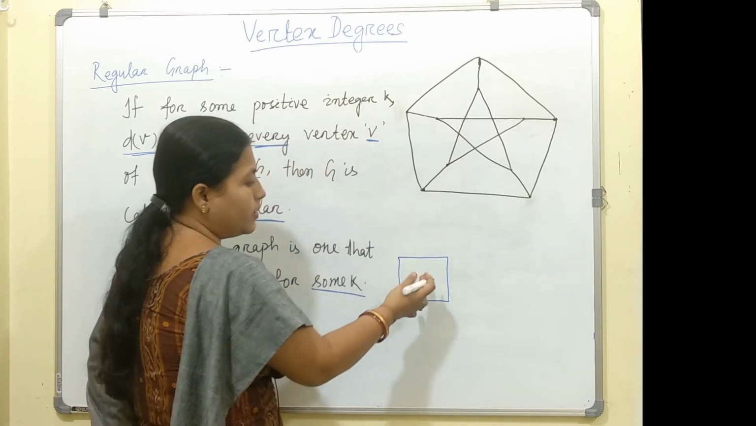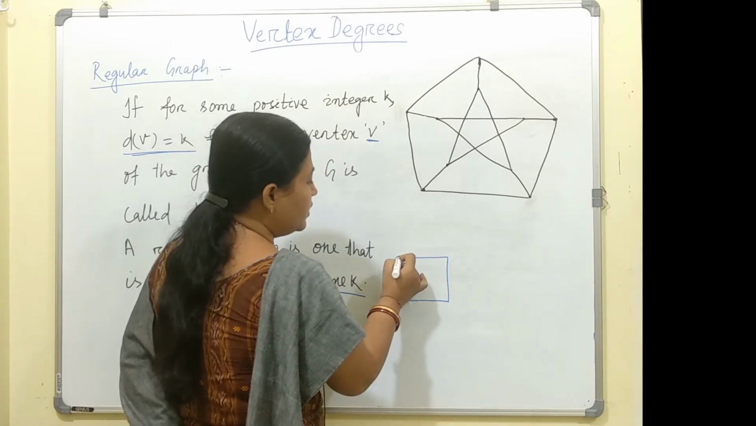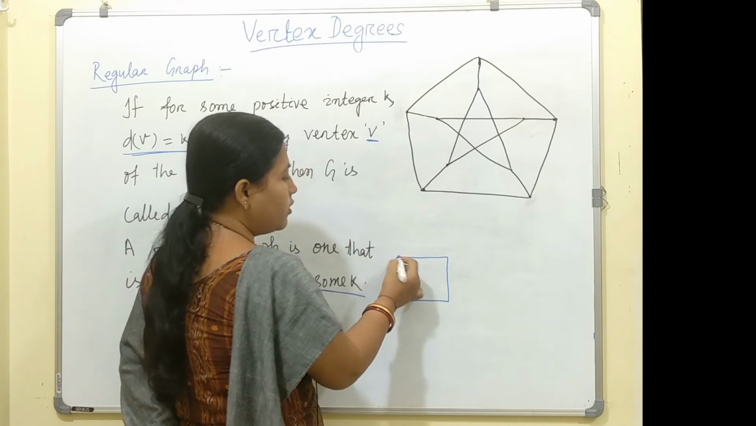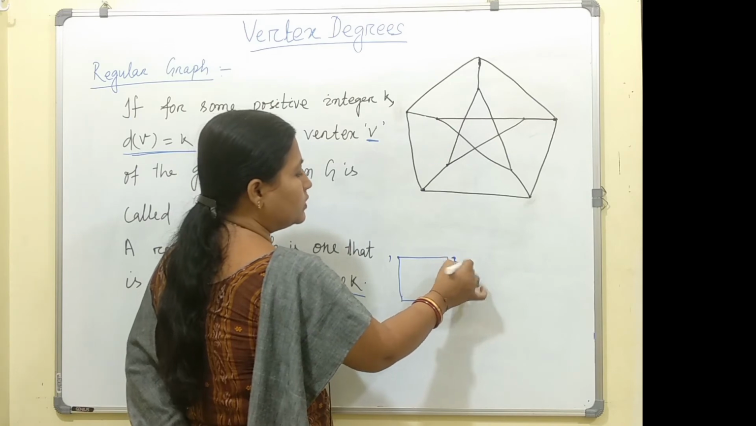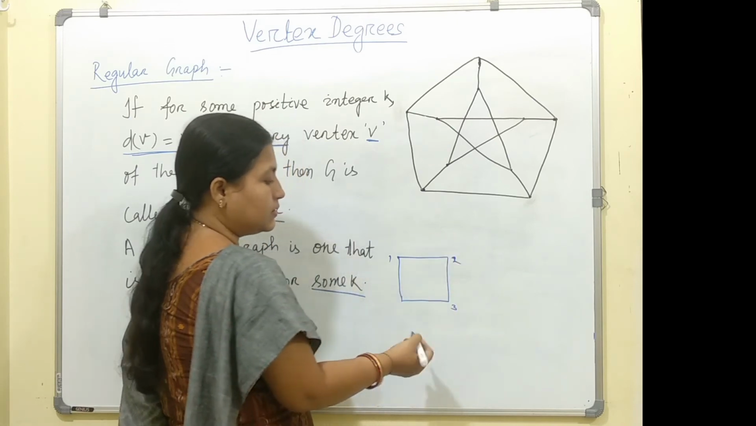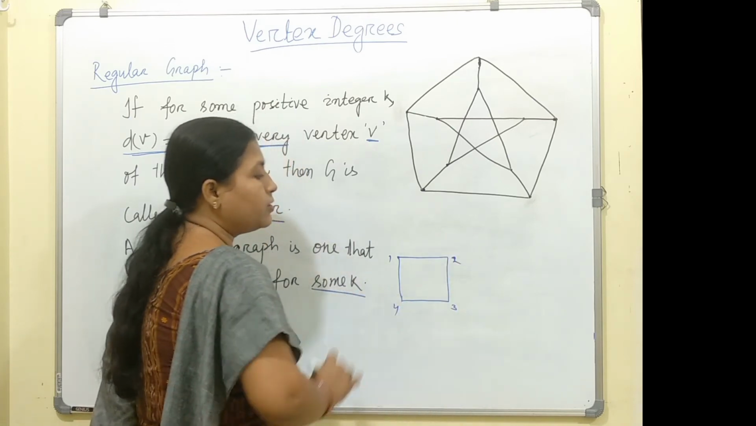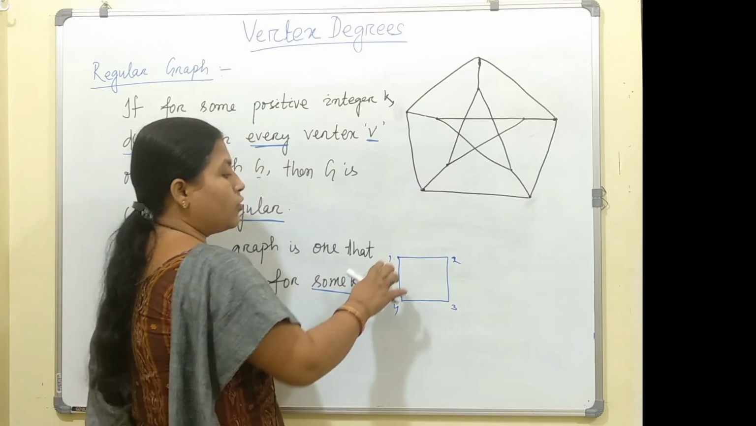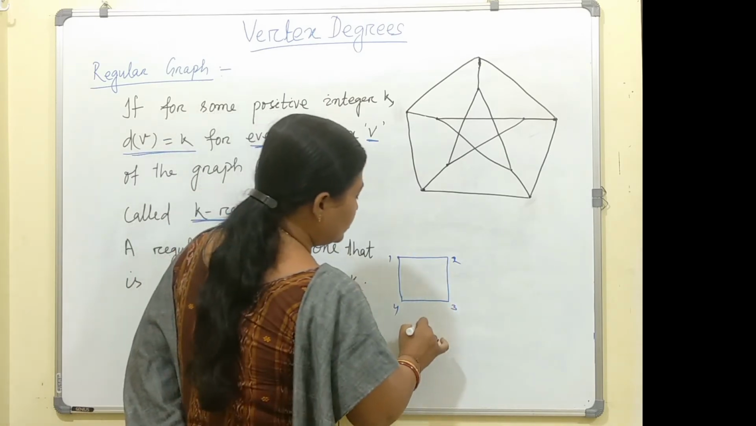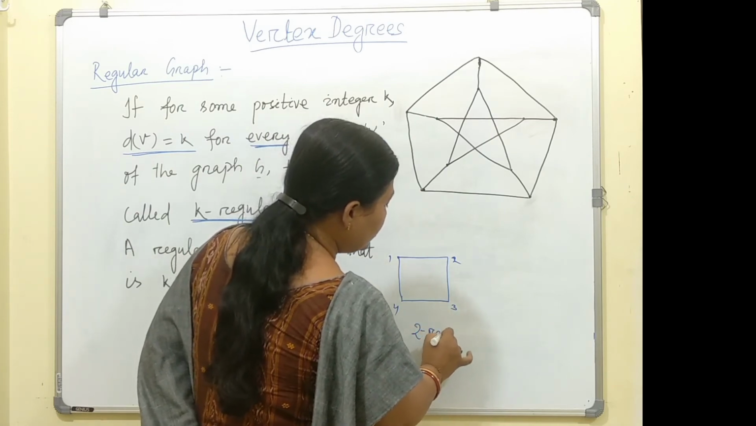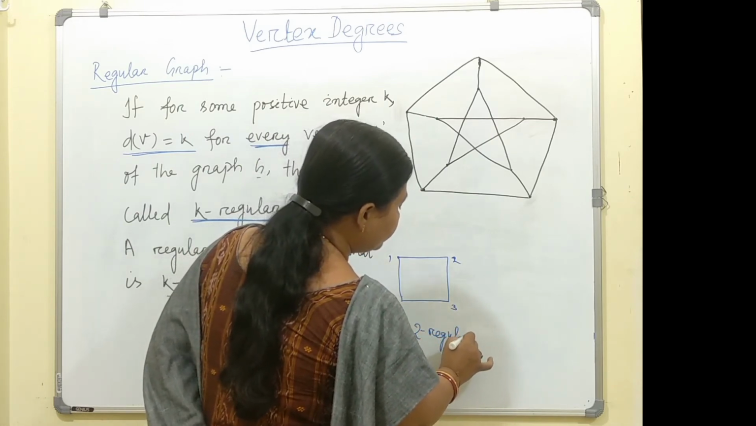If we take this graph, the degree of vertex 1 is 2, degree of vertex 2 is 2, degree of vertex 3 is 2, degree of vertex 4 is 2. So all the vertices have degree 2. So this is a 2 regular graph.